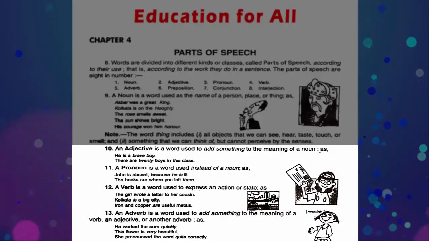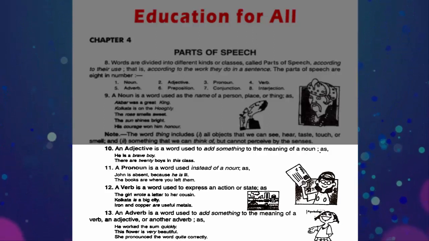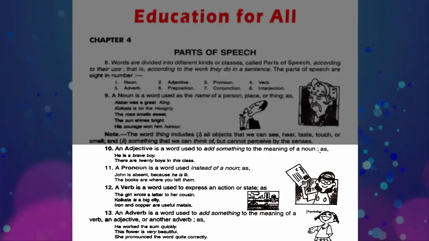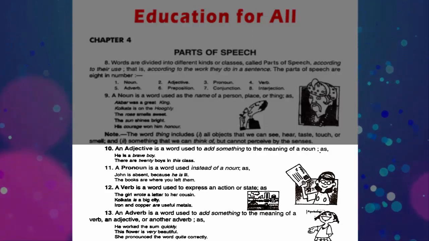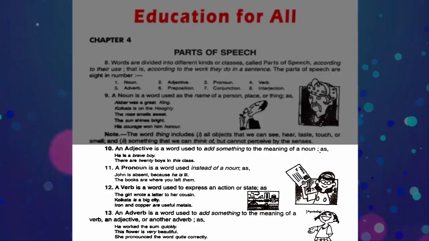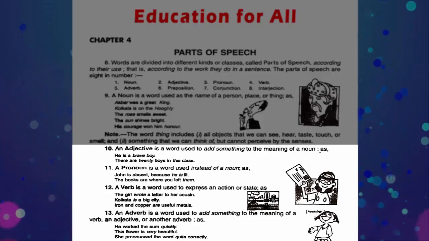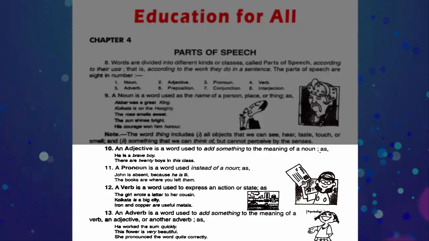An adjective is a word used to add something to the meaning of a noun. As, he is a brave boy. There are 20 boys in this class. A pronoun is a word used instead of a noun. As, John is absent because he is ill. The books are where you left them.